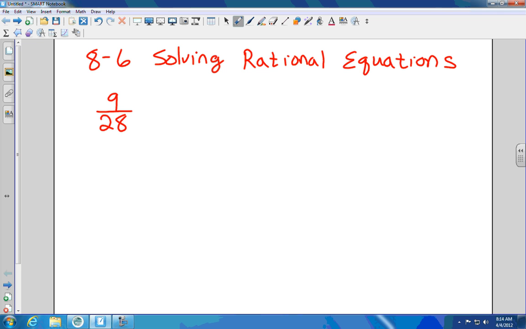9 over 28 plus 3 over x plus 2 equals 3 over 4. So what's different in this problem that we didn't see in section 2? Equals, exactly. Now we're doing equations.